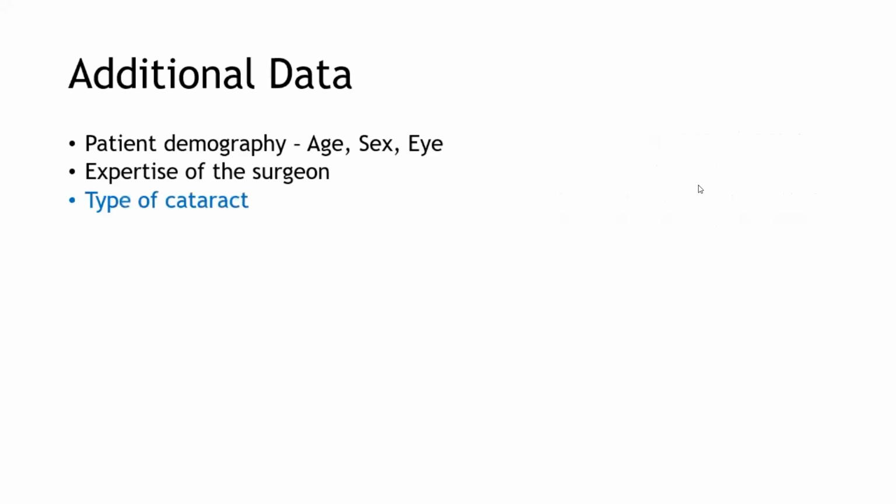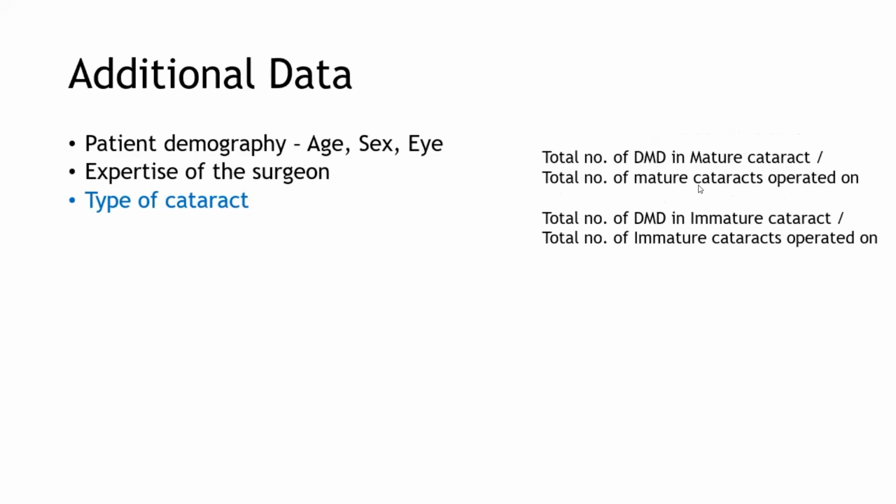Then the type of cataract. Sometimes what they say is when there is a large cataract, you tend to make a large incision, so there is more chance of Descemet's membrane getting detached. That's also one thing that you want to find out. So we can find out the total number of DMD in mature cataract divided by the total number of mature cataracts operated on, and we can compare with the immature cataracts, right? So this is one thing.